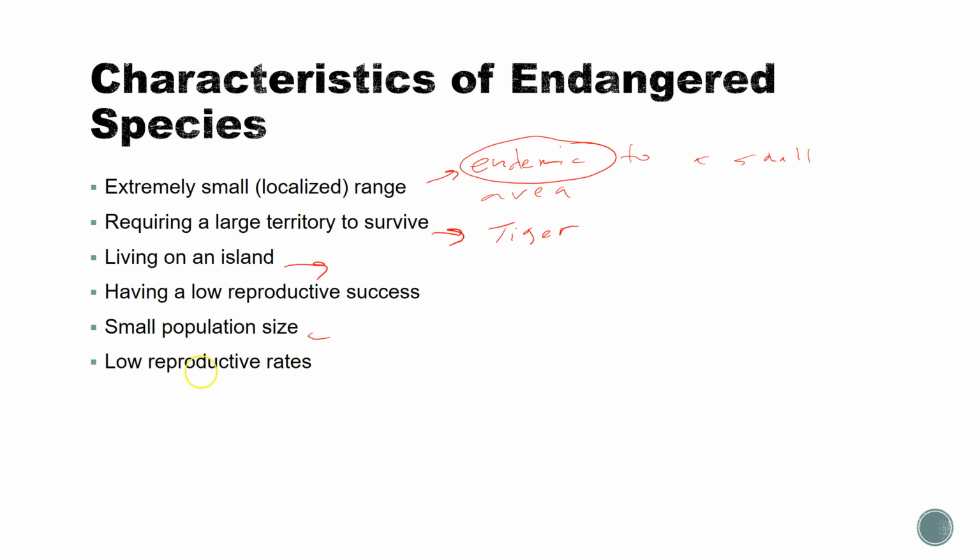So low reproductive rates, which is not the same as success, by the way. Rates is referring to our K-selected species. Right? So if you remember way back to chapter 4, we had our R-selected species, which have lots of offspring, hoping some of them survive. K-selected species have very few offspring, trying to make more of them survive, but if they generally don't have children very often and have small broods, it makes them more likely to become endangered or extinct.